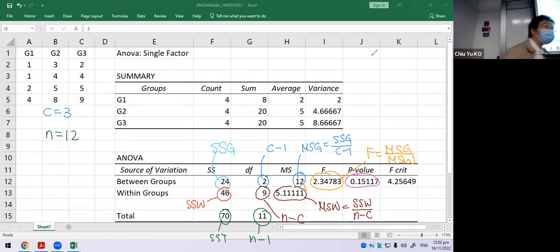Is there a question? Okay. If not, then I erase this and go to two-way ANOVA. Is that okay? Let me go to two-way ANOVA.